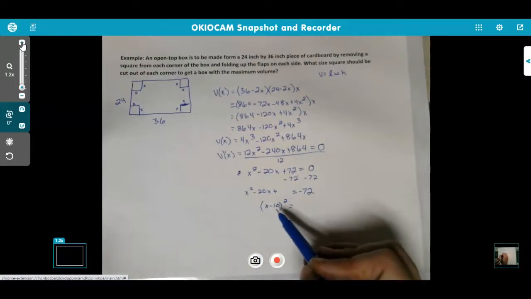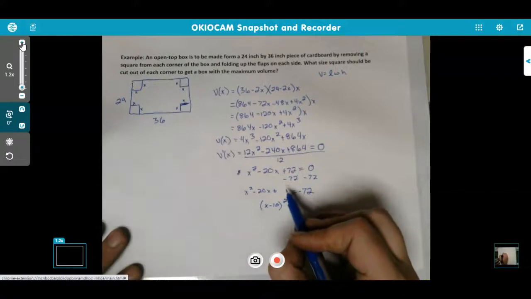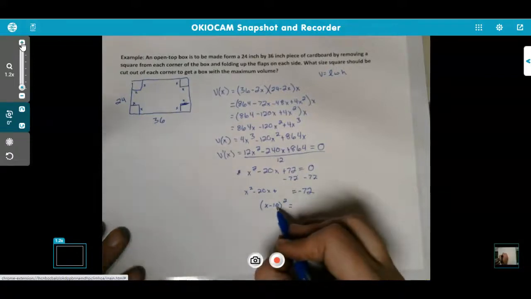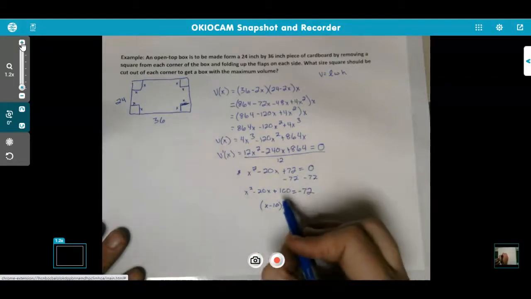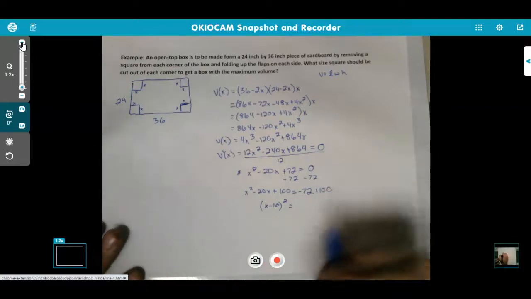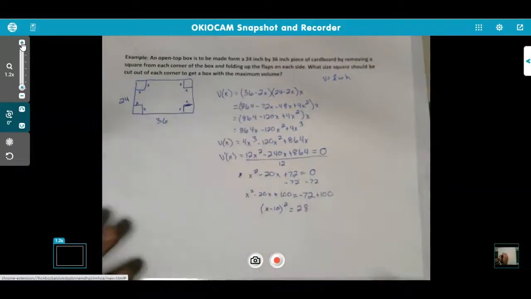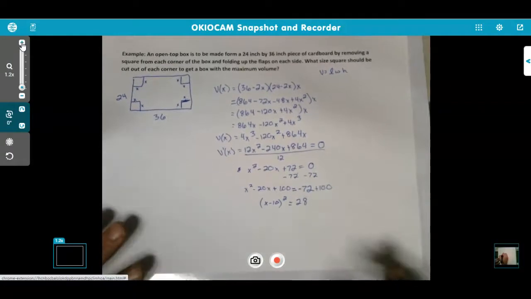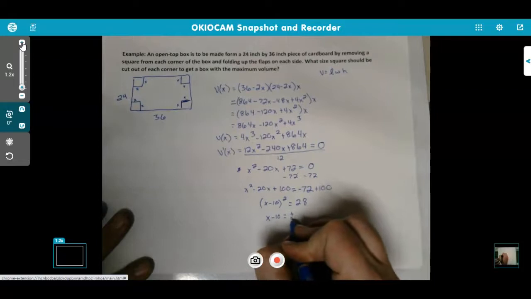But in order for it to be that, I need to find out what this third term is. Well, to find that, I would just do 10 squared. 10 squared is 100. But if I want 100 over here, I have to also add 100 on the right side. Negative 72 plus 100 is 28. So now to solve this, we take the square root on both sides.